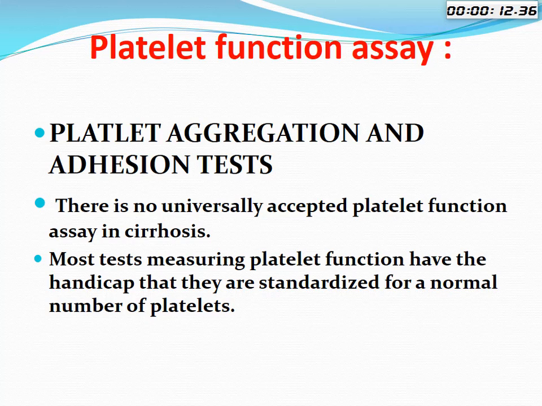The third investigation is the platelet function state, like platelet aggregation and adhesion tests. There is no universally accepted platelet function assay in cirrhosis. Measuring platelet function has a handicap: the tests are standardized for a normal number of platelets. Standardization of platelet aggregation and platelet adhesion tests usually assumes a normal platelet count, which is usually not present in our cirrhotic patient.